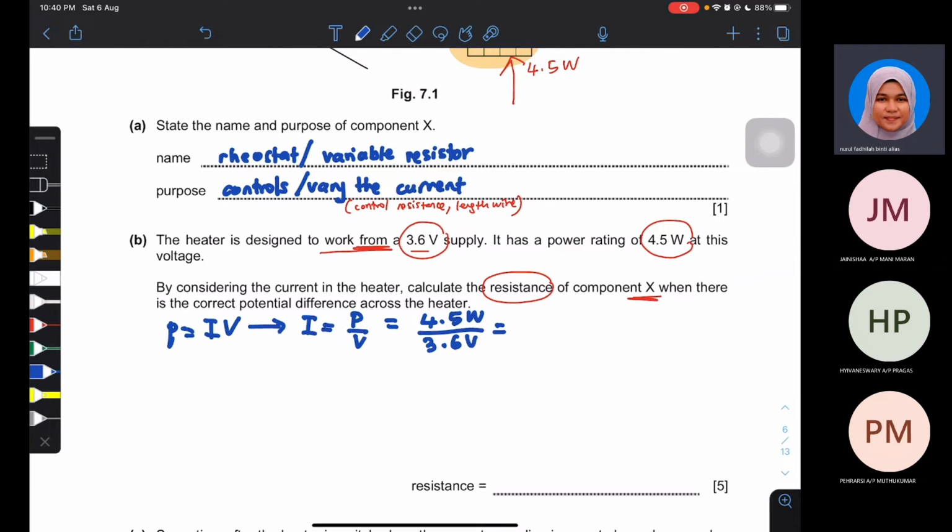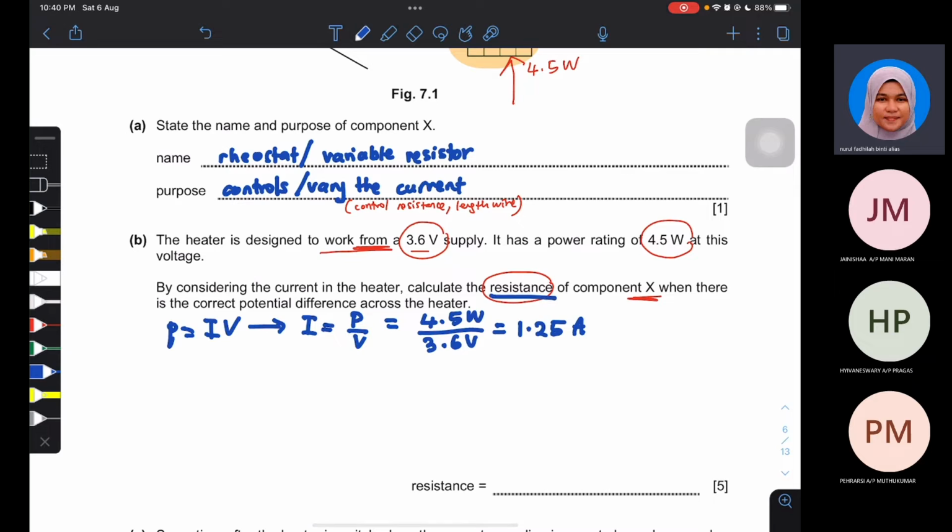Power rating 4.5. Dia punya voltage 3.6 volt. Tekan calculator, what did you get? Dapat tak 1.25? Tolong tekan calculator. Okay, nak tekan 4.5. Divide by 3.6. What do you get? Yeah, 1.25. Dapat? Okay. Tapi belum lagi. Sorry, 1.25 ampere. Okay, so this is the current.